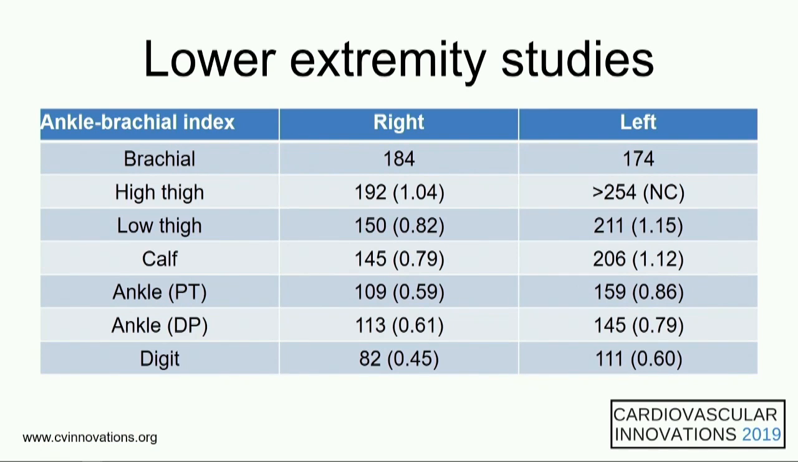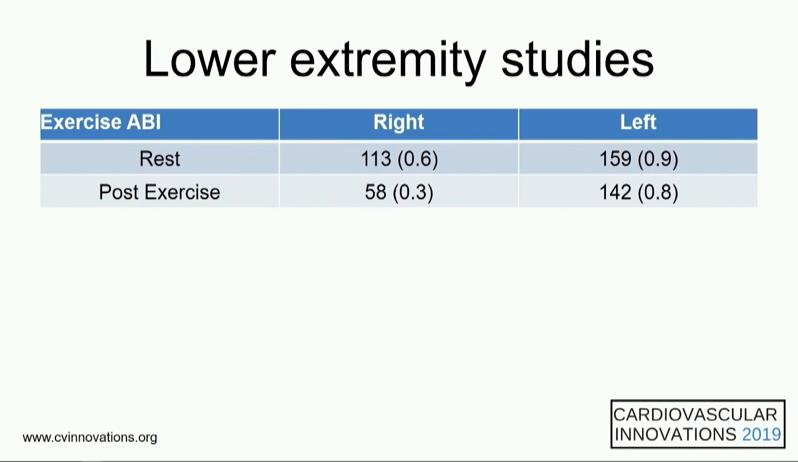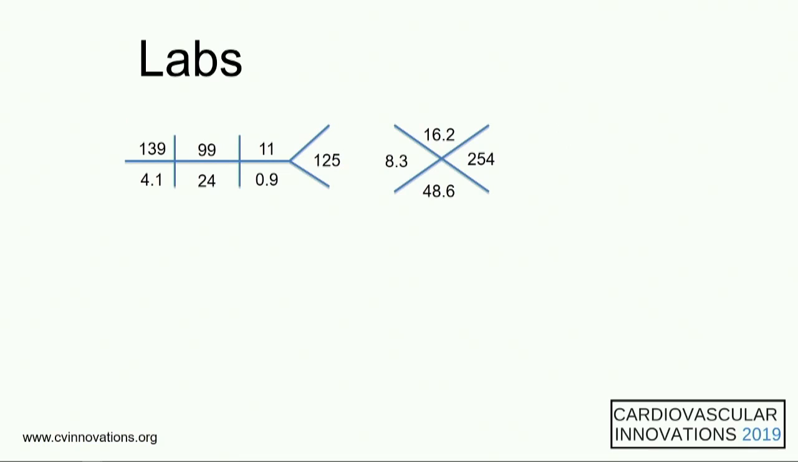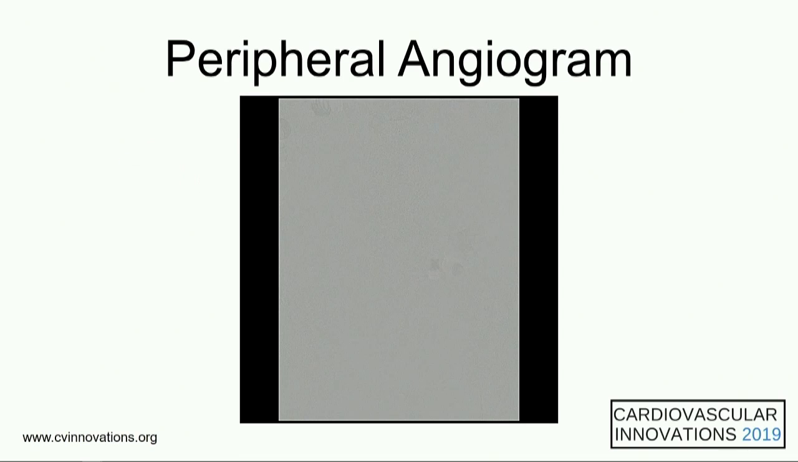You could see that the right are grossly abnormal. For some reason, he's still got an exercise study. So you can see at rest on the right was 0.6, dropped to 0.3. On the left was 0.9, goes down to 0.8. Labs were okay. So let's just go ahead and get into the conversation.